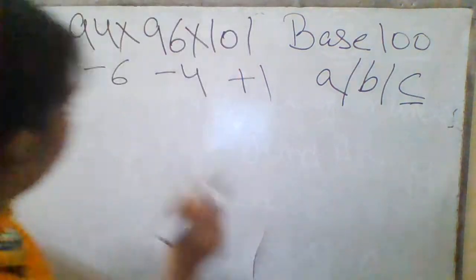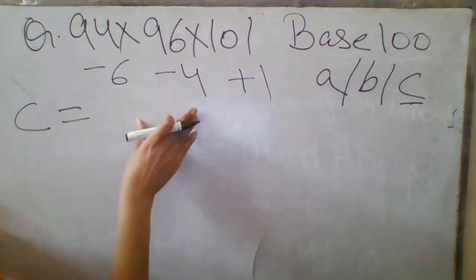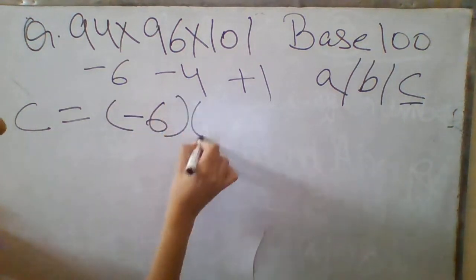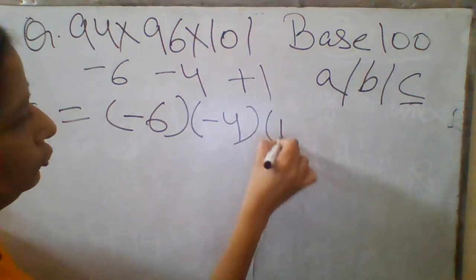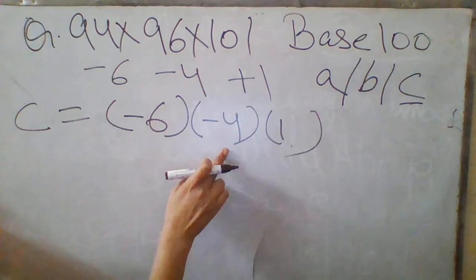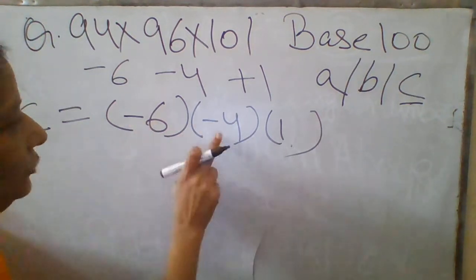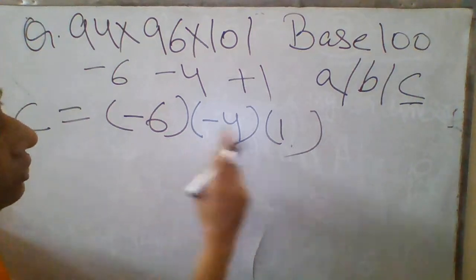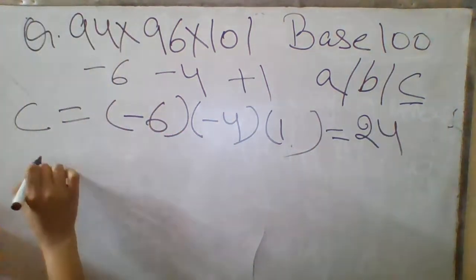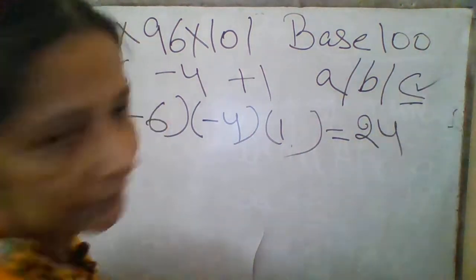Let's see how. See, now you got this minus 6, minus 4 and plus 1. Multiply all these. Minus 6 into minus 4 into 1. So, 6 4s are 24, minus into minus. When you do minus into minus, that will be plus. So, that will be equal to plus 24. Okay. Here I have done with C.